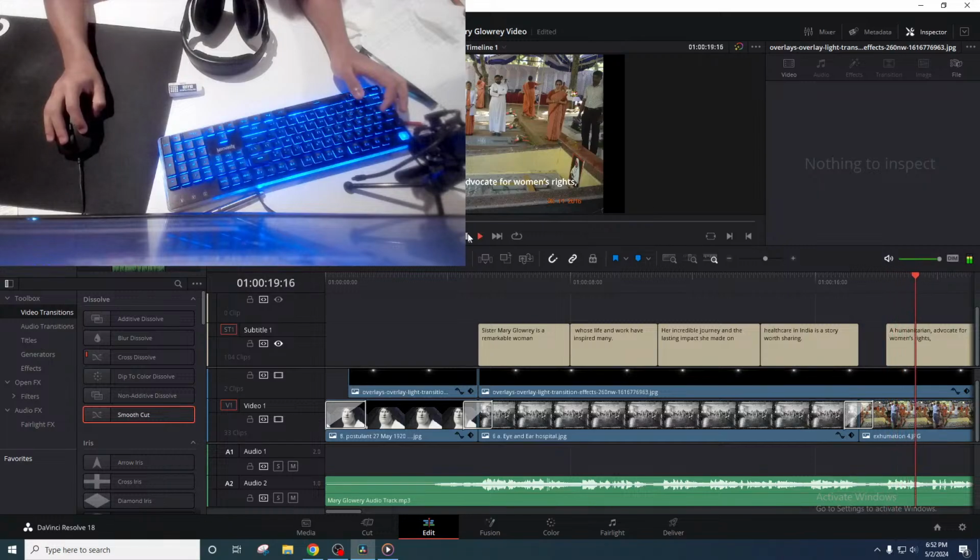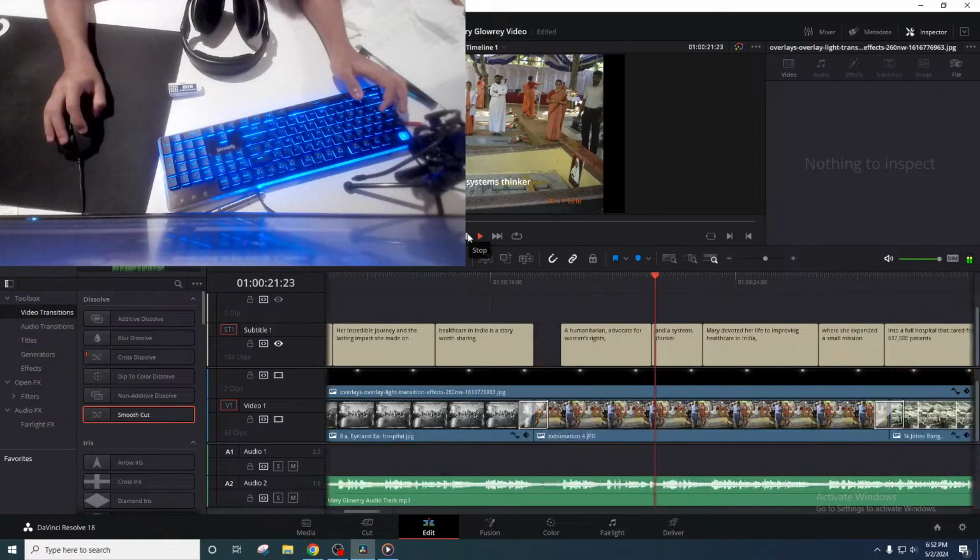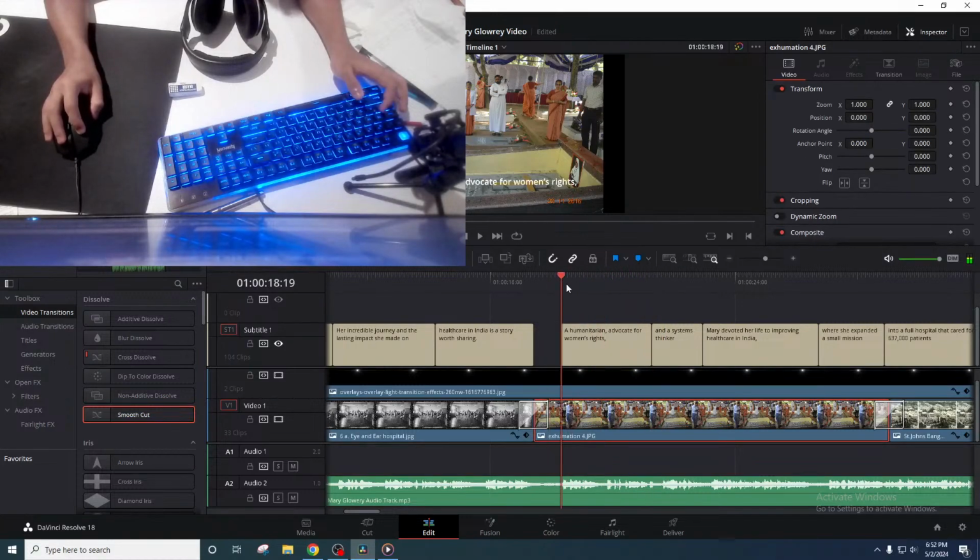A humanitarian, advocate for women's rights. Okay, we can slowly zoom in on this. Boom, that's a bookmark. Where she expands.